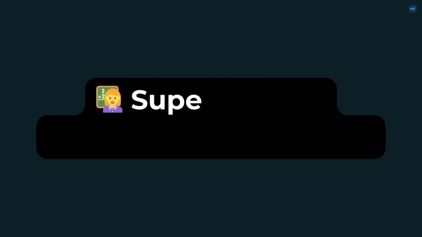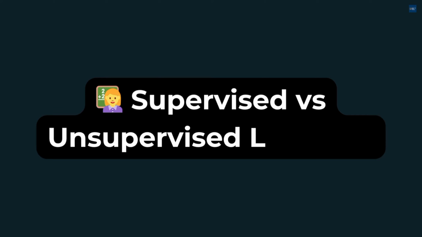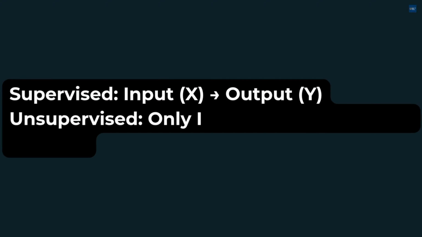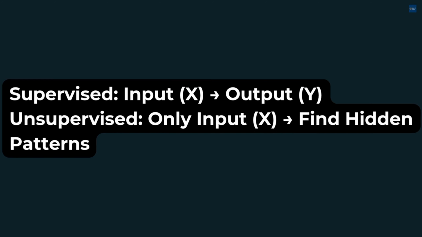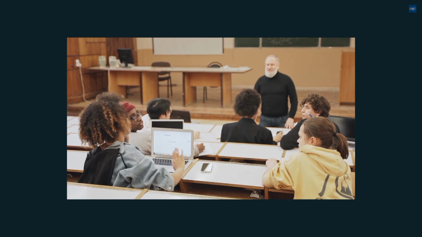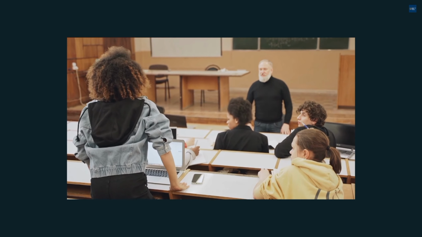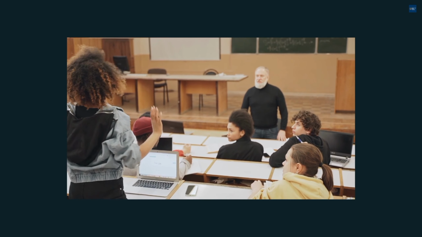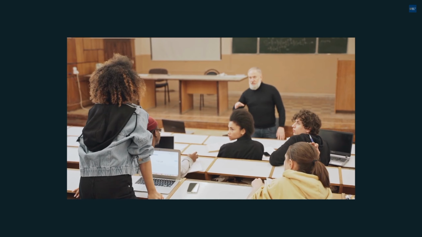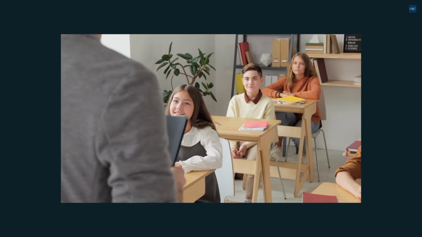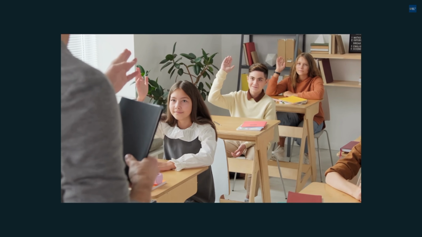Supervised learning. When we train a model using data that includes both inputs and the correct outputs, it is called supervised learning. It's like a teacher providing both the question and the answer. The model learns the pattern and tries to give the right answer for new questions. Regression and classification both fall under supervised learning.